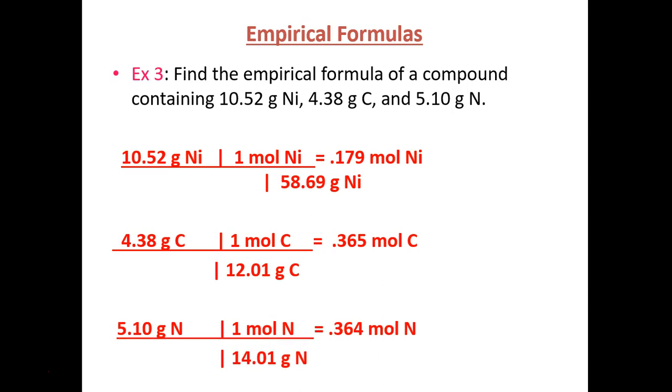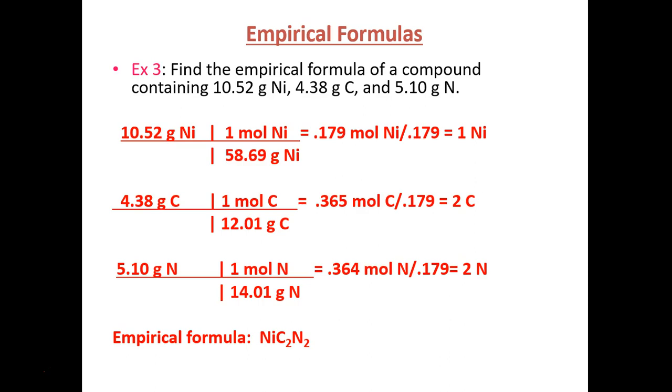Okay? Now, I know I can't write my formula as nickel subscript 0.179, carbon subscript 0.365, and nitrogen subscript 0.364. I just can't do that. That's not how we write formulas, because you can't have 0.179 of a nickel atom. So I need a whole number ratio. So I'm going to identify the smallest number of moles, which in this case is 0.179. Then I'll divide each number of moles by that. So I'll get 1 nickel, 2 carbon, and 2 nitrogen. Okay? So then my empirical formula is NiC2N2.